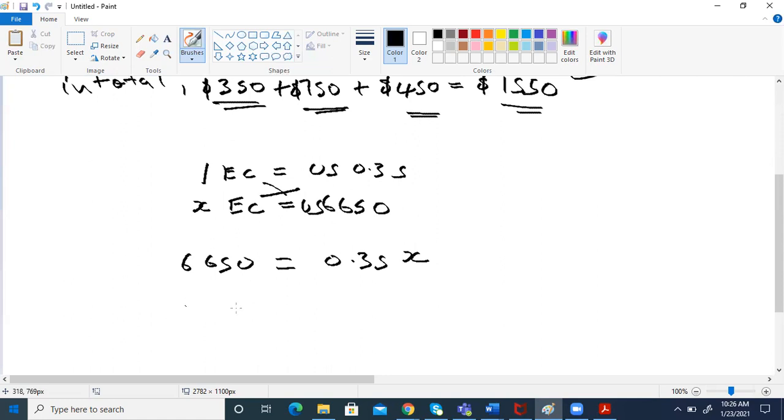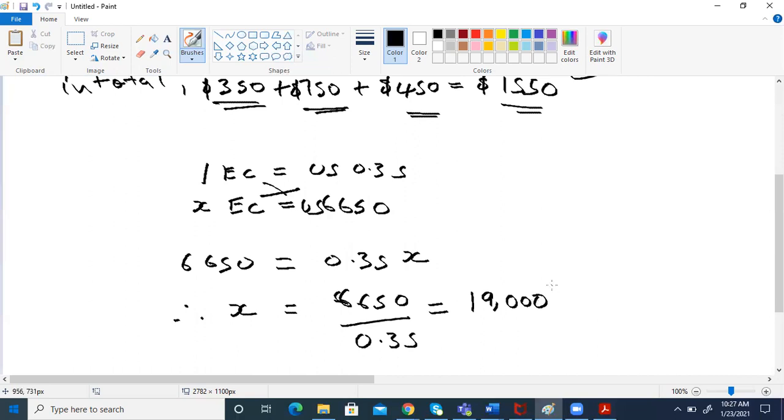So therefore, x is equal to 6,650 divided by 0.35. And then they get the answer. So you divide that to get 19,000.